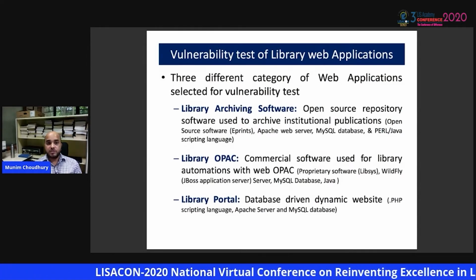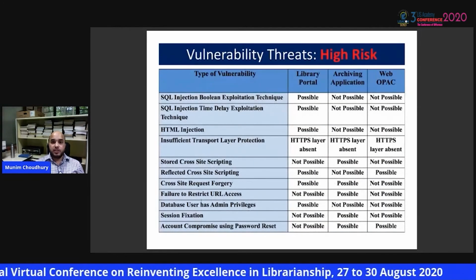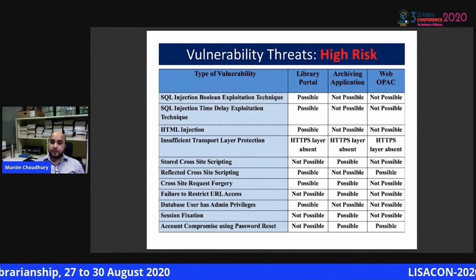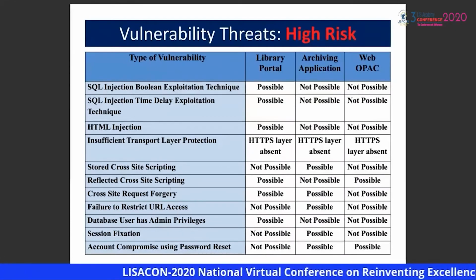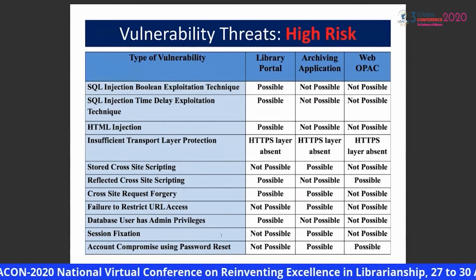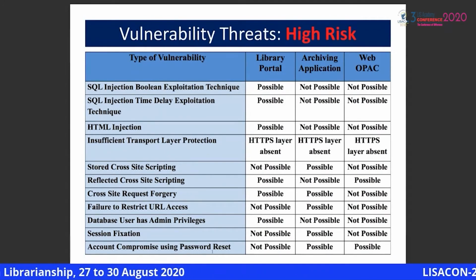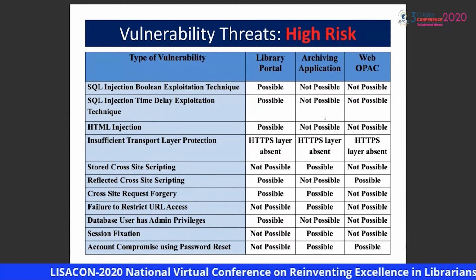The outcome of these vulnerabilities we categorize in 3 categories as usual. From the outcome we can see that SQL injection with a database user having admin privilege is possible in the library portal, whereas account compromise using password reset is possible in the archiving application and web OPAC.